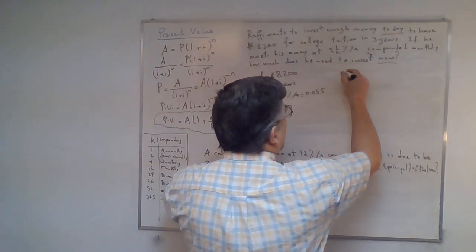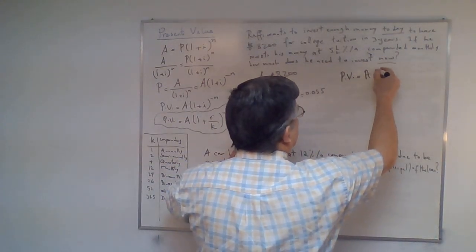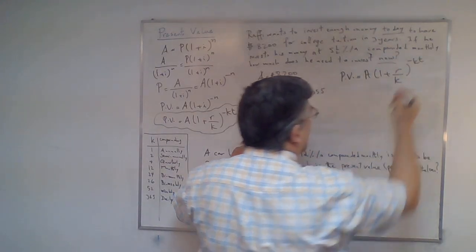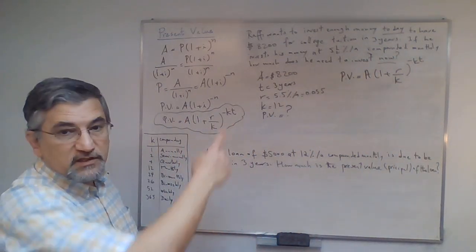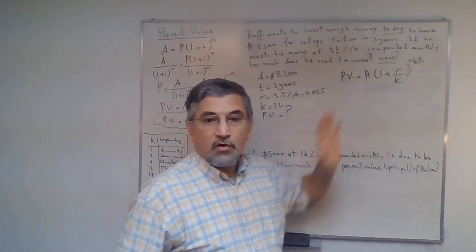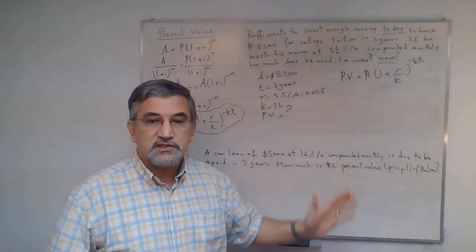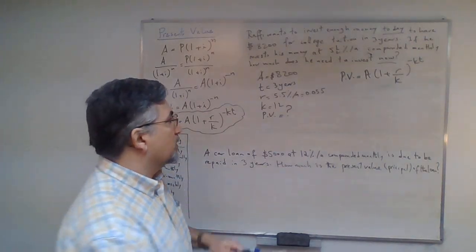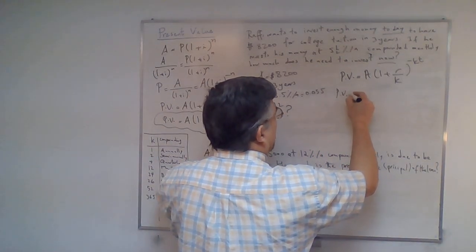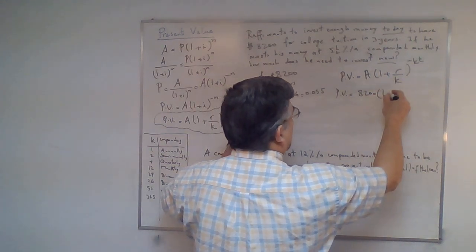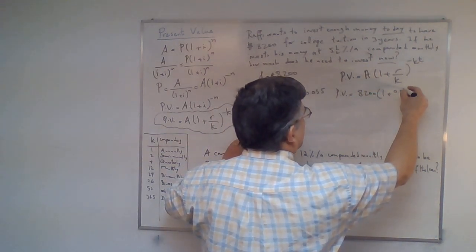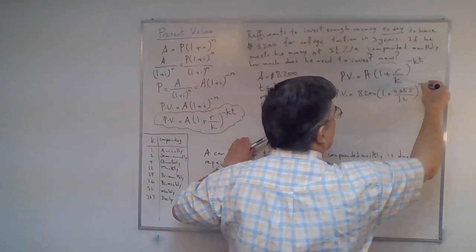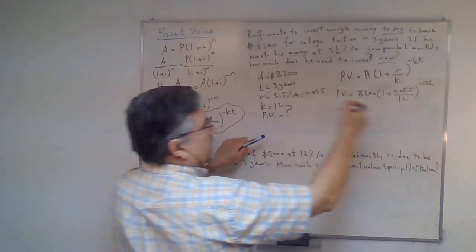So step one, we write the formula down. Remember that the exponent is negative. If you make a mistake, all the calculations will be wrong, all the answers will be wrong. You have to be very careful, bottom line. So PV equals $8,200, 0.055, that's the rate of interest, compounded monthly. Now the exponent would be negative 12 times 3 years, right?